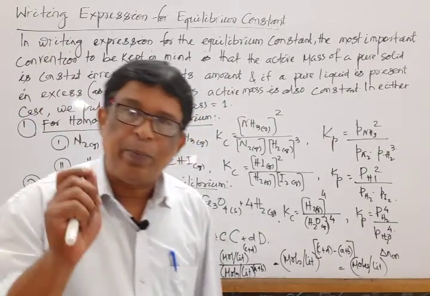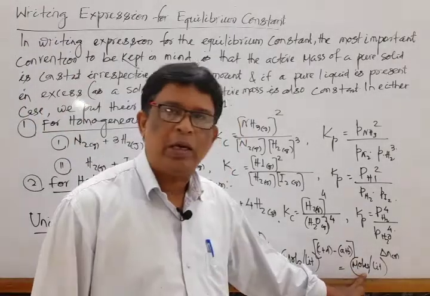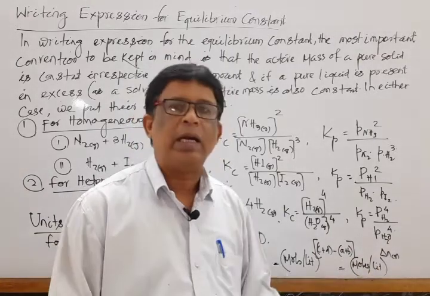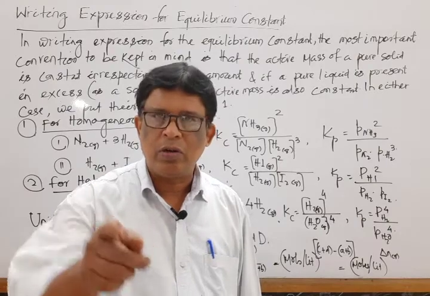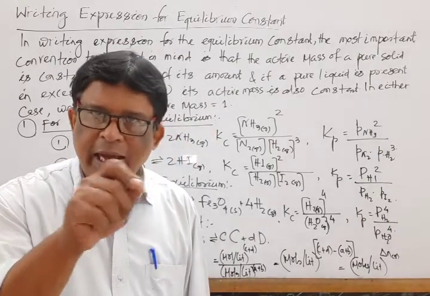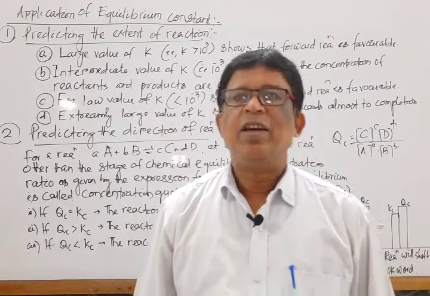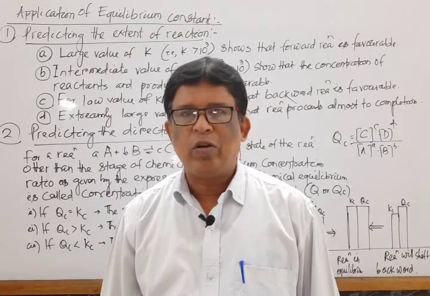If we write Kp, then instead of moles per liter, we write atmospheric pressure, atm, to the power delta ng. Kp is equal to, note down, atm to the power delta ng. Next, we will write the application of the equilibrium constant.